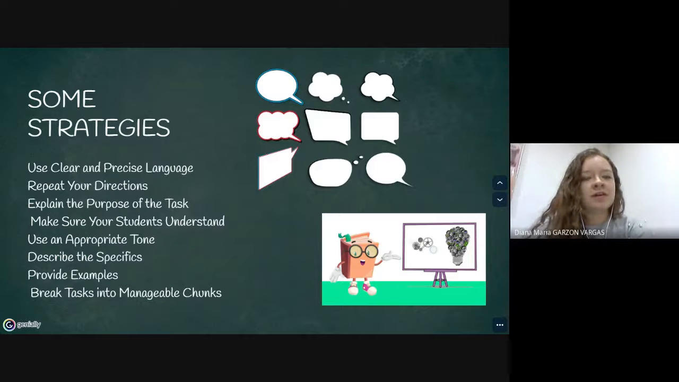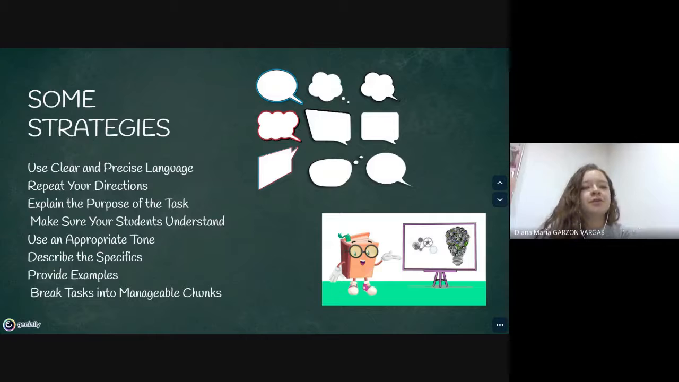And the third one is explain the purpose of the task. That's important, because when you explain to students why they are being asked to complete an assignment or a task, they are more able to appreciate the experience. They are going to connect their previous knowledge. They are going to use all the things that they learned in a previous session with the idea or the task that they have to develop.